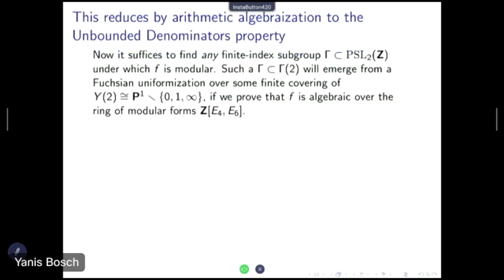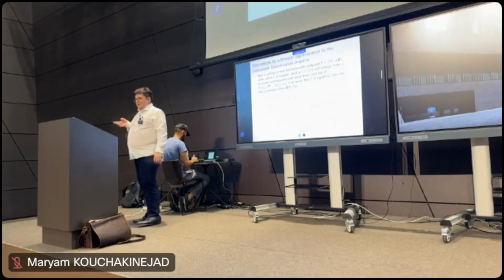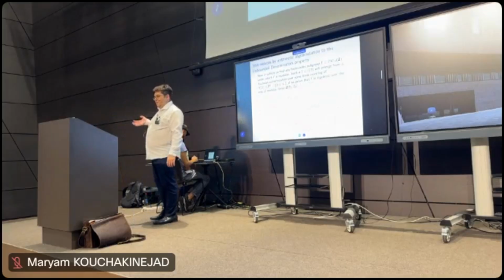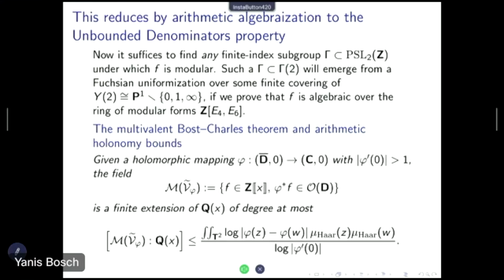Let me try to explain why this reduces in the end of the day to the unbounded denominators theorem, the unbounded denominators property. If we can find any finite index subgroup gamma for which F is modular, then the integrality of coefficients means exactly that it is modular for some congruence group. Such a finite index group will emerge from a Fuchsian uniformization of a covering of Y of 2, which is just the triply punctured projective line, if we can prove algebraicity of the form over the ring of modular forms. This reduces to weight 0: we can scale by our favorite weight k form whose reciprocal has integer expansions. So the problem is about algebraicity of a certain type of integer power series.